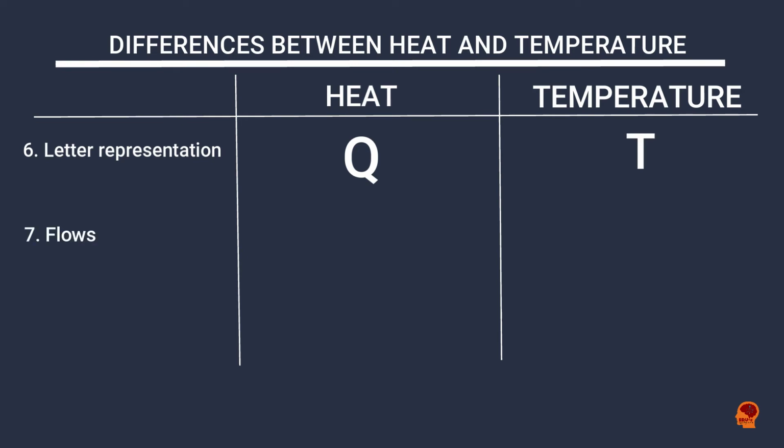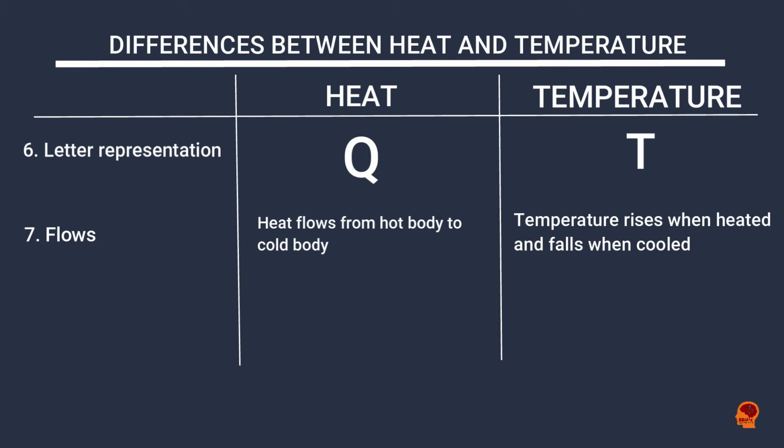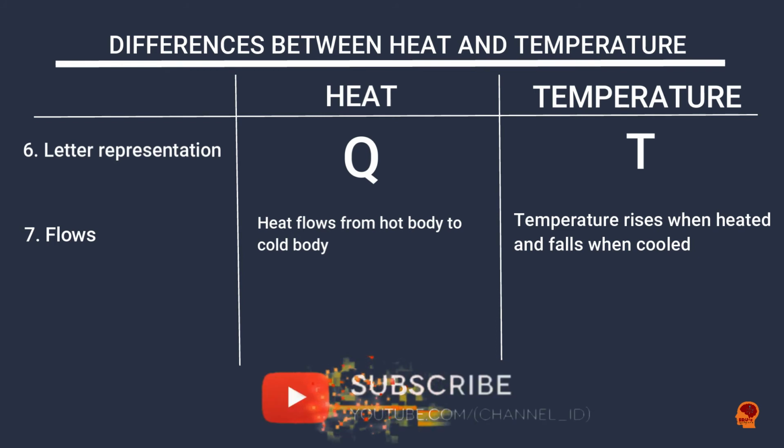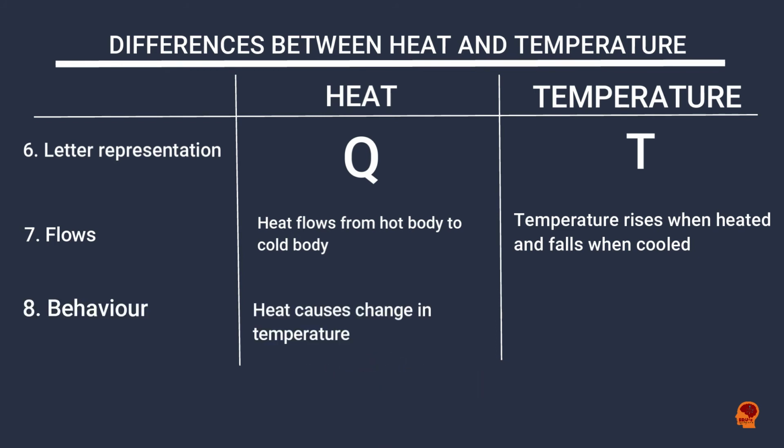Flows. Heat flows from hot body to cold body. Temperature rises when heated and falls when cooled. Behavior. Heat causes change in temperature. Temperature is the degree of heat generated.